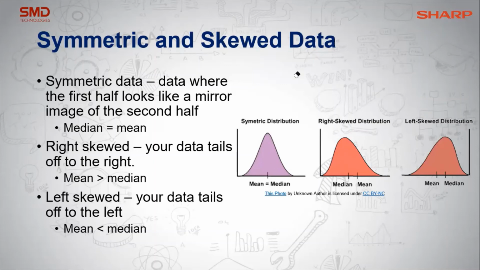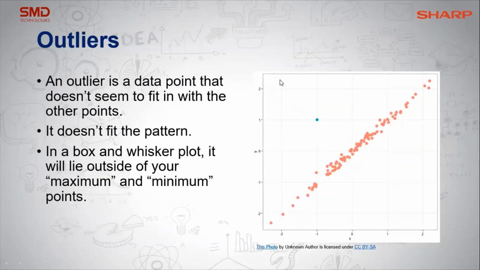Awesome. Alrighty, so from that, we can just look at what an outlier is. An outlier is a data point that doesn't seem to fit in with the other points. And from our picture, you can see here, he's very far away.